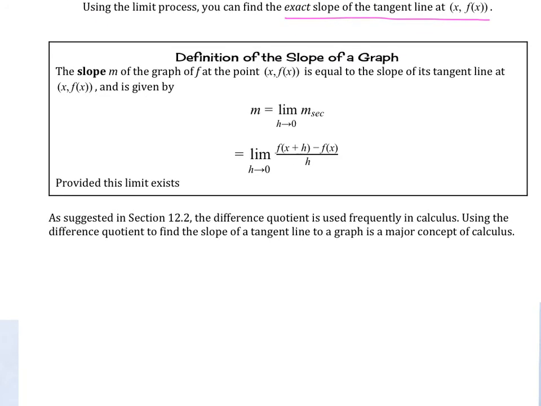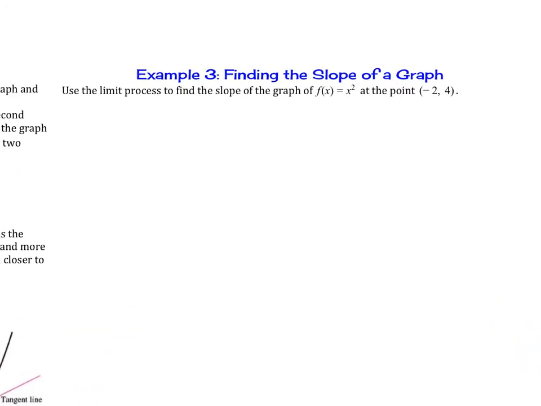So, definition of the slope of a graph. The slope m of the graph of f at the point x, f of x is equal to the slope of its tangent line at x, f of x, and is given by this equation. So we're going to use this. m equals the limit of the secant line slope as h approaches 0, and that's the limit as h approaches 0 of f of x plus h minus f of x over h. As suggested in section 12.2, the difference quotient is used frequently in calculus. Using the difference quotient to find the slope of a tangent line to a graph is a major concept of calculus. So let's apply it here.